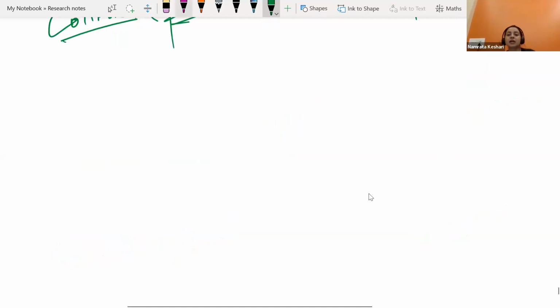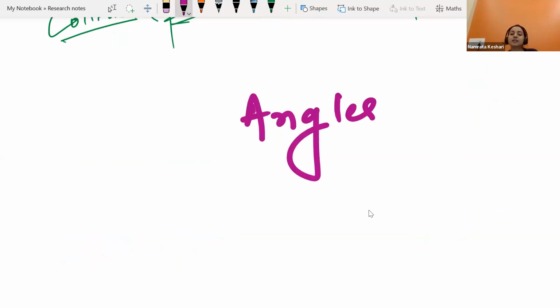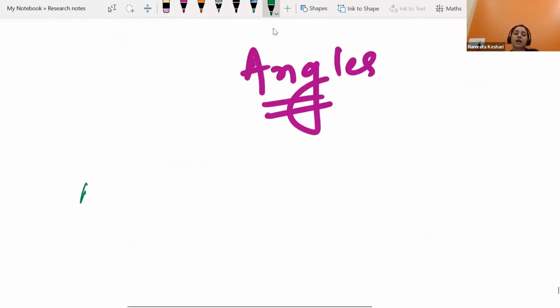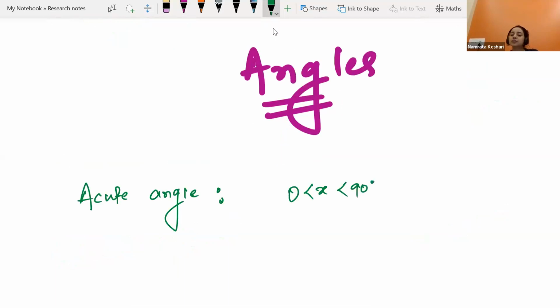Now the next concept is angles. We will be discussing a few angles which maybe you know already. The first angle is the acute angle. An angle which lies between 0 and 90 degrees is called an acute angle, right? Yes, ma'am. If it is 45 degrees, it's an acute angle. 60 degrees, it's an acute angle. 75 degrees, it's an acute angle. Any angle lying between 0 and 90 degrees is called an acute angle.